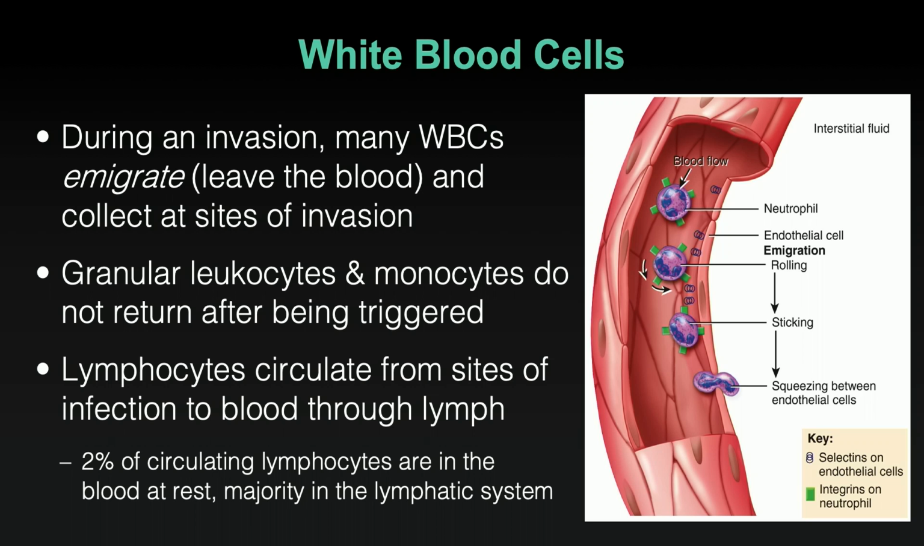Now 98% of the lymphocytes that you'll find are in the lymphatic system, in the lymph, in the fluid, in the lymph nodes, in the ducts. 2% are in the blood circulating. So only a very small proportion of lymphocytes will be in the blood to emigrate and return to the lymphatic system. But they are recycled.